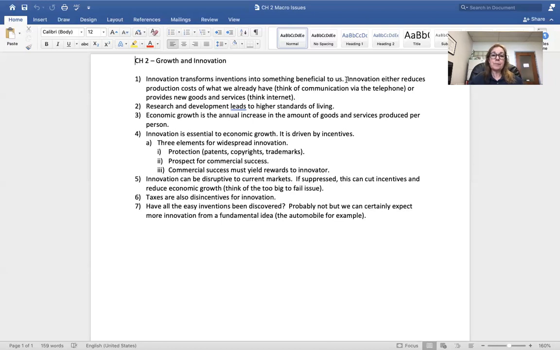So anyway, what's the main takeaway, or the main benefit, of innovation? Well, it's higher standards of living. Research and development leads to innovation, which leads to a much higher standard of living.